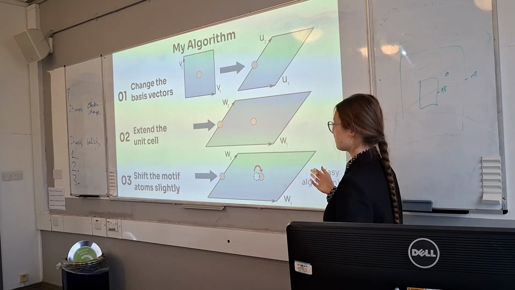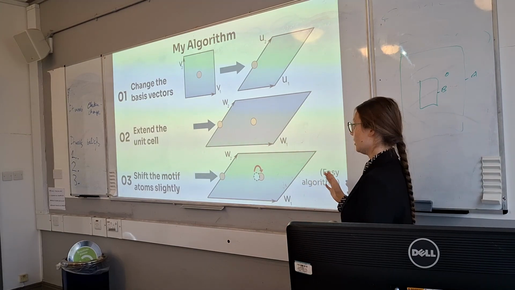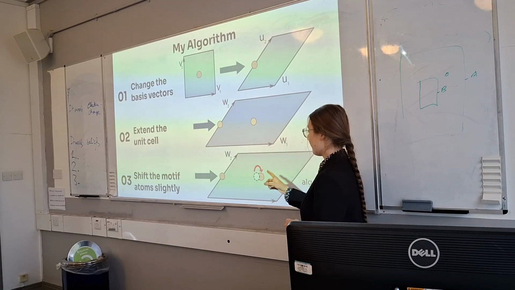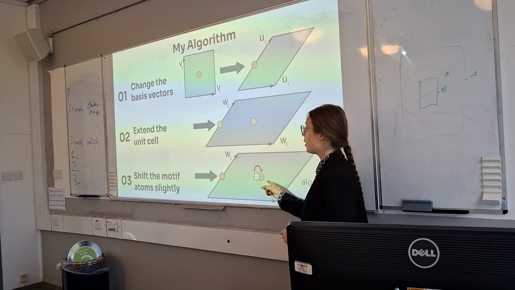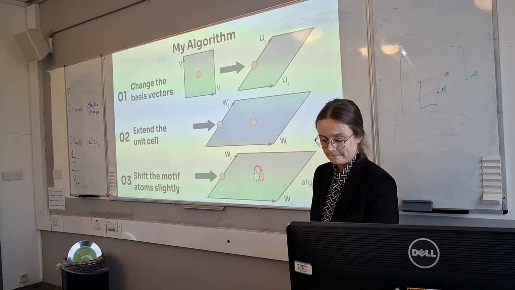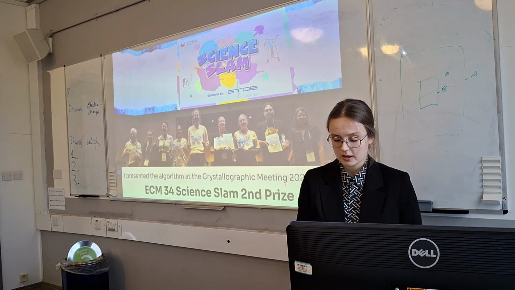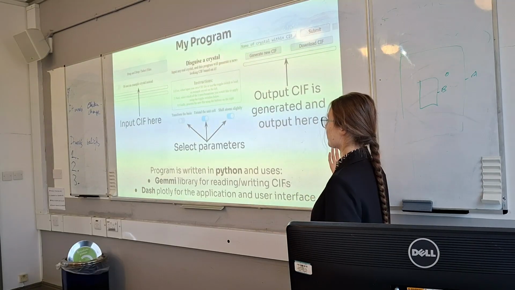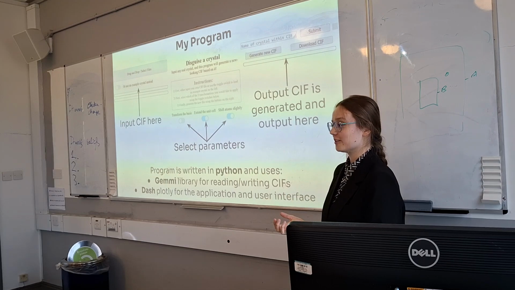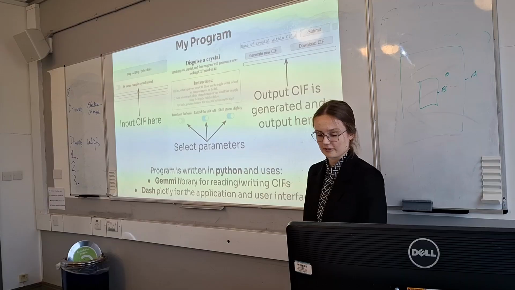Okay, here's my algorithm. Take your unit cell, you change the basis vectors. You extend it, and you shift the motif atoms slightly. Now this one is a near duplicate of my original one, slightly shifted atoms, so a bit of noise. I presented this algorithm in Italy last year, at the European Crystallographic meeting, and they seemed to like it, so I wrote a program to generate not just a few of these files, but let's generate 2.2 million. If AI can do it, sure, I can do it, fine.